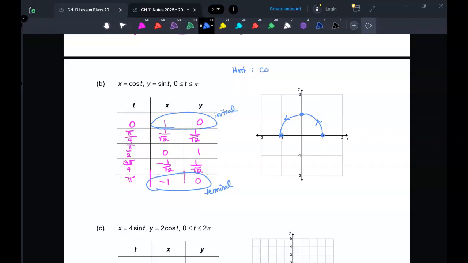Cosine squared x plus sine squared x has to equal 1. So it's a circle and the radius is 1. So cosine squared t plus sine squared t has to equal 1, right? Because it's true for any values. So what is our equation? X squared plus y squared equals 1.